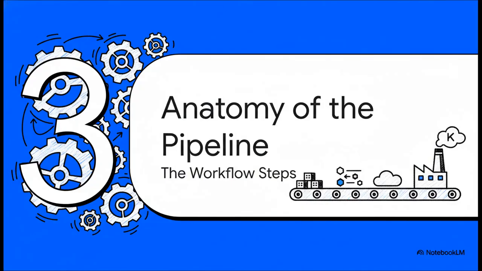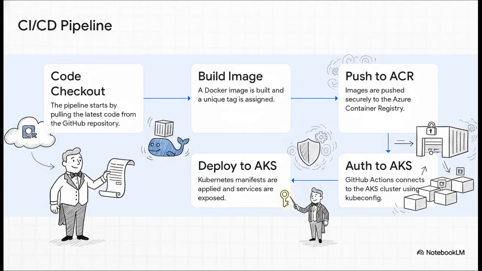Now that we've met the players, let's pop the hood on our digital factory. It's time to see how the assembly line really works, from start to finish. The whole thing is actually a really clean 5-step process. So first, our butler, GitHub Actions, grabs the latest code. Then it packages that code up into a standard Docker container.